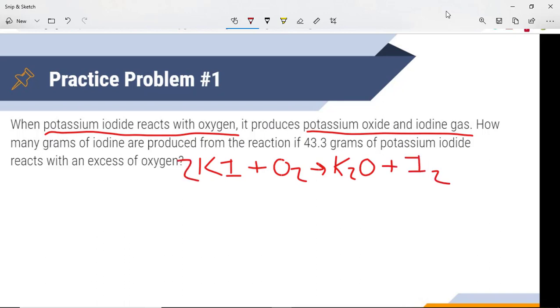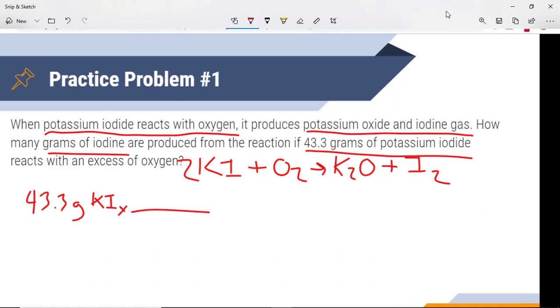And balance. So the question asks, how many grams of iodine are produced in the reaction if 43.3 grams of potassium iodide react with an excess of oxygen? If you see the words excess of oxygen, you do not need to worry about utilizing it in the problem. So we're going to start with 43.3 grams of KI.